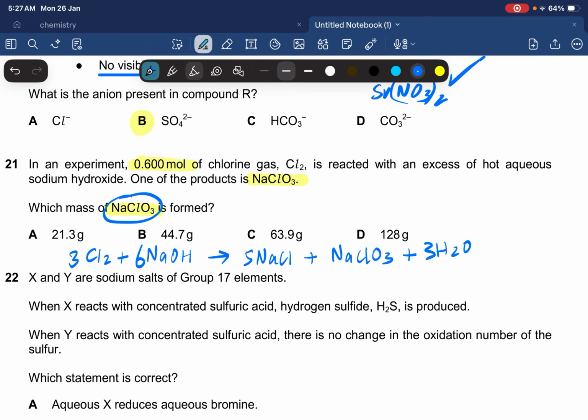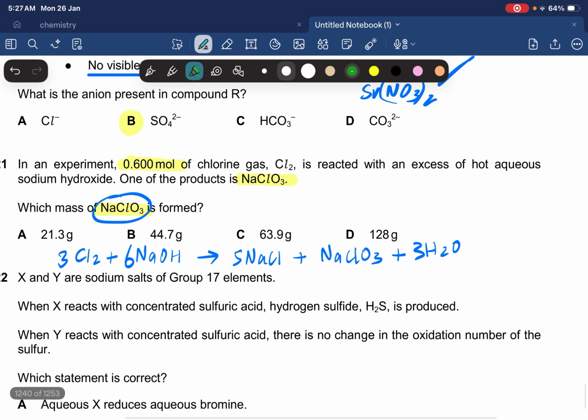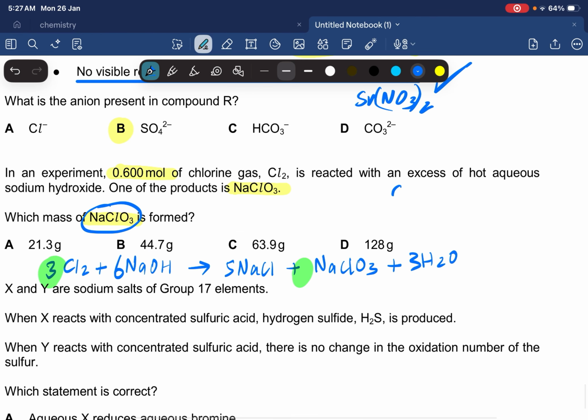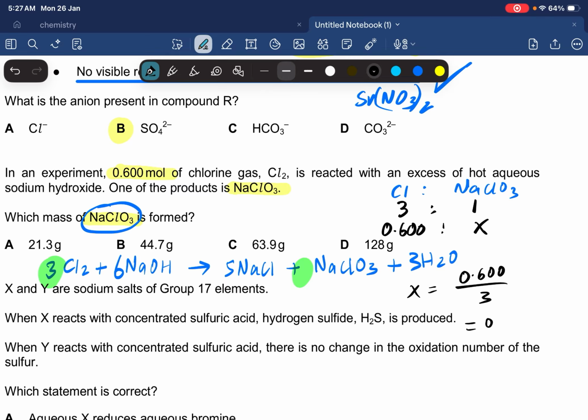So I know that the stoichiometric ratio between chlorine and NaClO3 is 3:1. So if I have 0.600 moles of chlorine, I'm going to have X moles of NaClO3. And the value of X is 0.600 divided by 3, which comes out to be 0.200. Now I have these many moles.